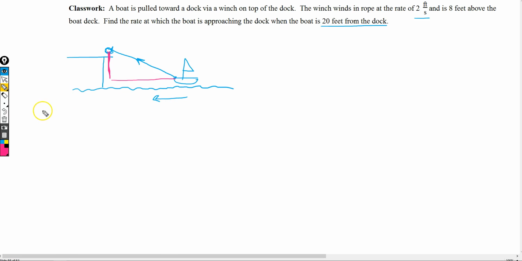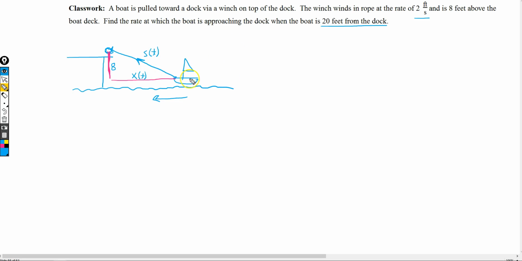Now let's label some variables here. This height we know is always 8. Let's call the distance that the boat is from the dock x, and that's going to be a function of time t. And let's say the amount of rope that we have out at any time t is s of t. All right, and so there we go.